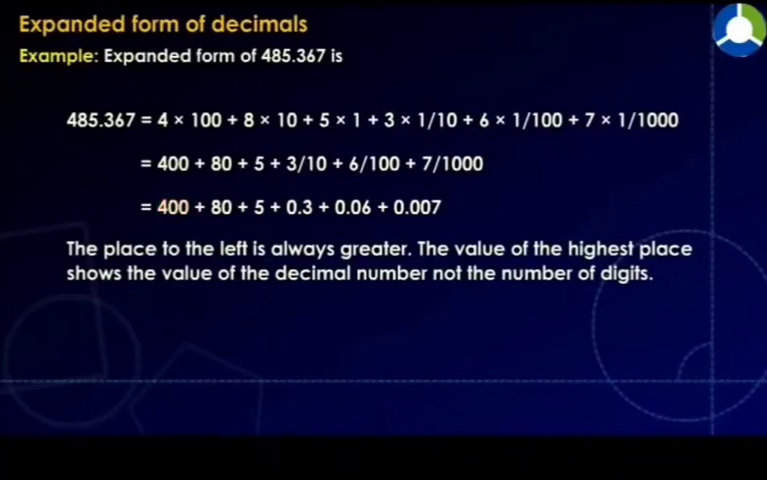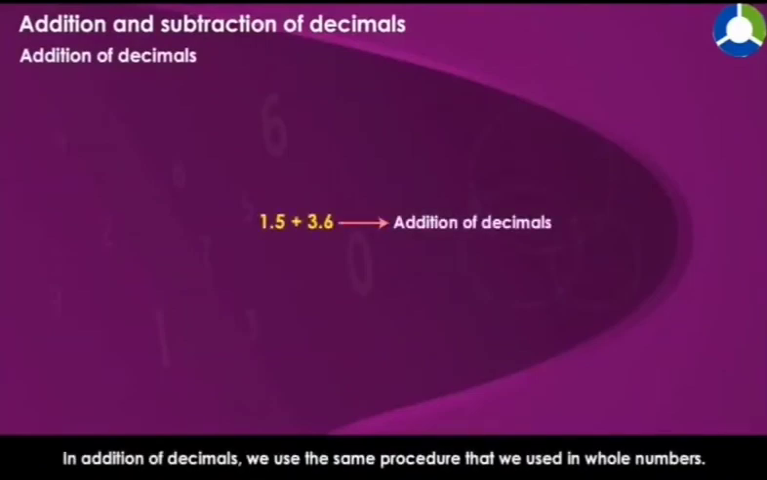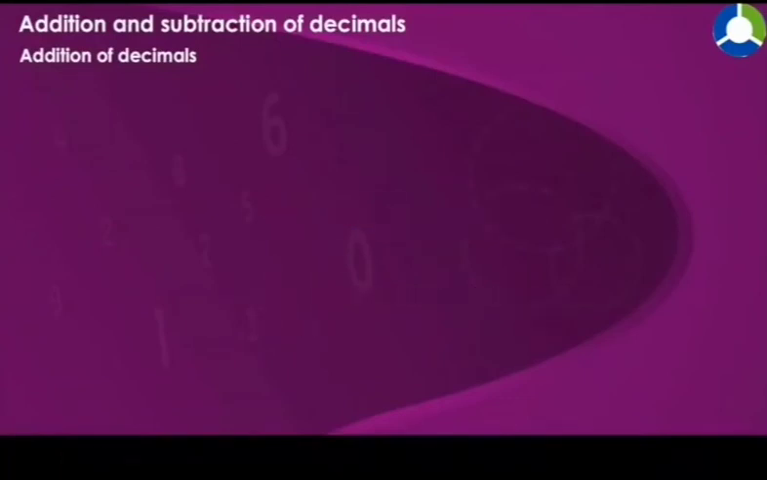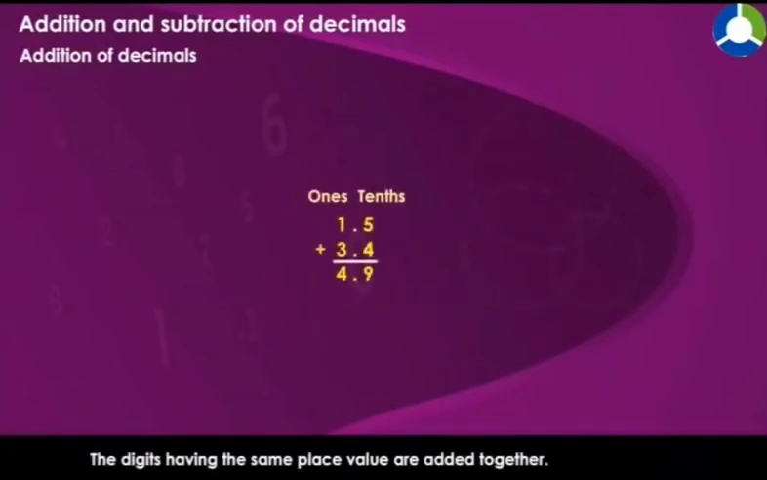The place to the left is always greater, children. The value of the highest place shows the value of the decimal number, not the number of digits. Remember that, children. Now children, let us try to understand addition and subtraction of decimals. In addition of decimals, we use the same procedure that we used in whole numbers. Look at the example. The digits having the same place value are added together. Just see on the screen.